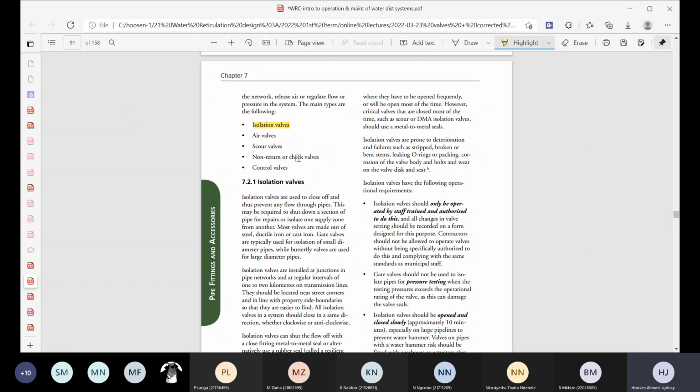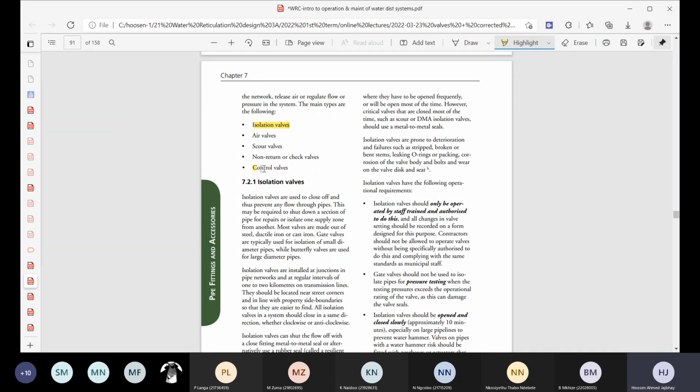Non-return and check valves are used to control the direction of flow in a particular pipeline. If you only want the flow in a pipeline to be in a certain direction and you don't want a reversal to occur, that's when we would put a non-return valve, or what we refer to as a check valve.